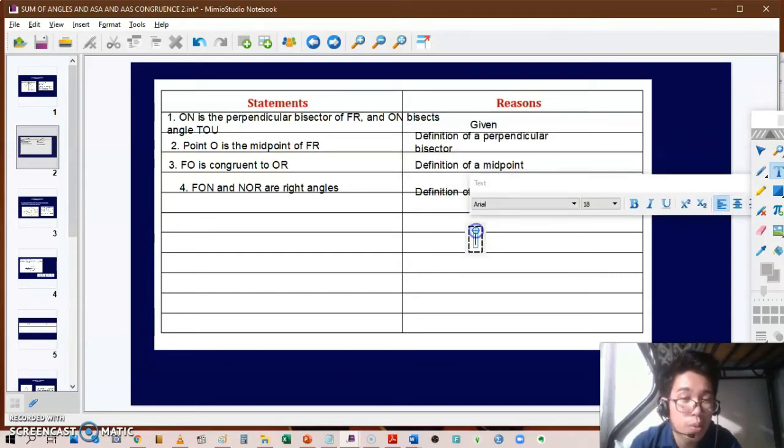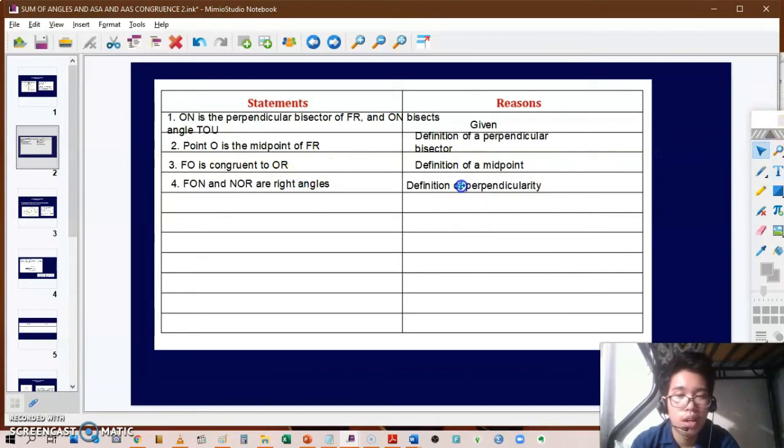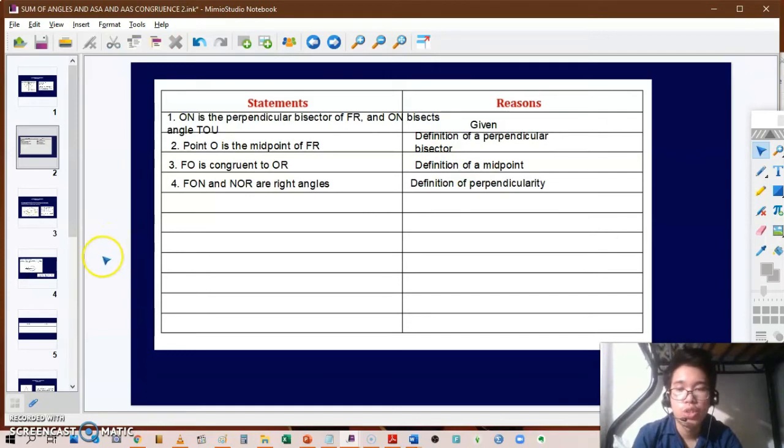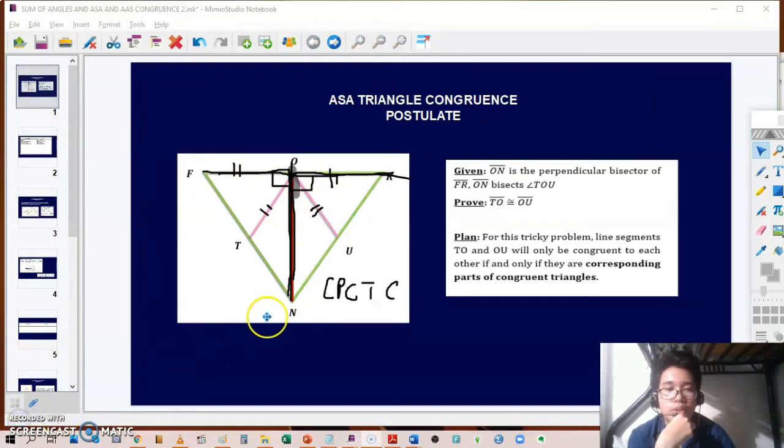Since they are perpendicular lines, they must have a right angle, or there must be a right angle relationship between those two angles. Okay, FON and NOR. The plan here is to prove that triangle FON and triangle NOR are congruent. To do that, we need just one final statement, so that will be ON.